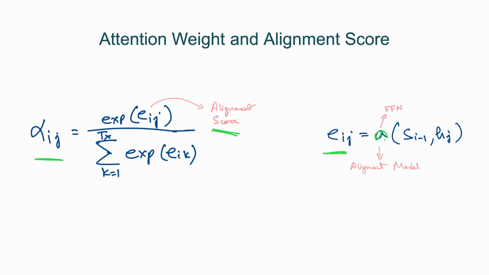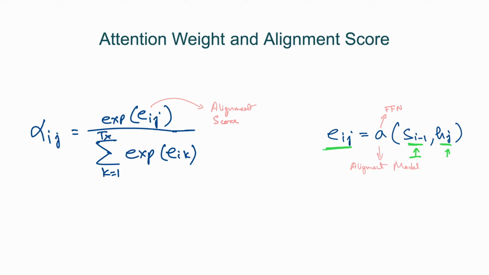A is the alignment model, and it's a feed-forward neural network where we have to provide Si minus one, that is the previous hidden state in the output sequence, and Hj, the hidden state from the encoder part. So this is the hidden state from the decoder part, and this is the hidden state from the encoder part. This is the current hidden state, and this is the hidden state from the previous time step. So we'll provide these into this alignment model to get the alignment score.